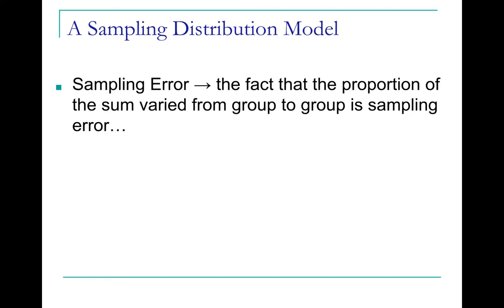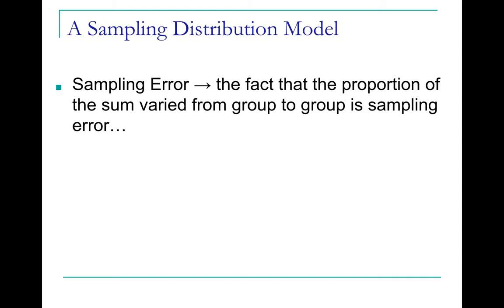Because sampling distributions look at the amount of variation, we're going to talk about sampling error. Sampling error is the fact that the proportion or the sum varied from group to group is called sampling error. By the way, this should say or, not of.